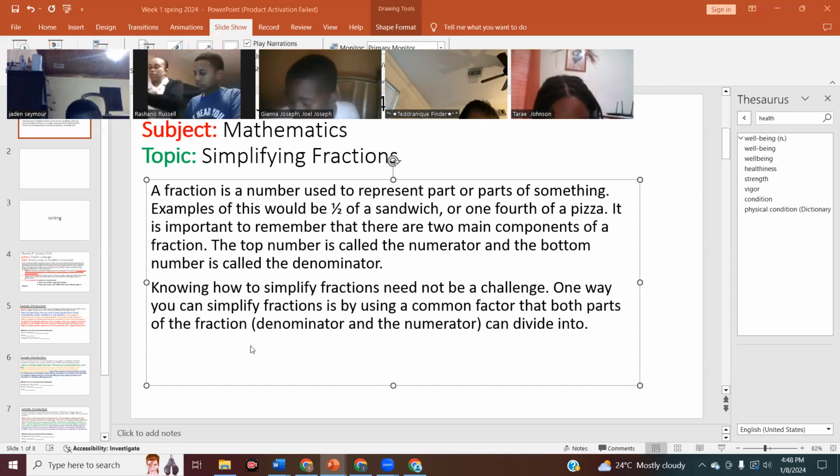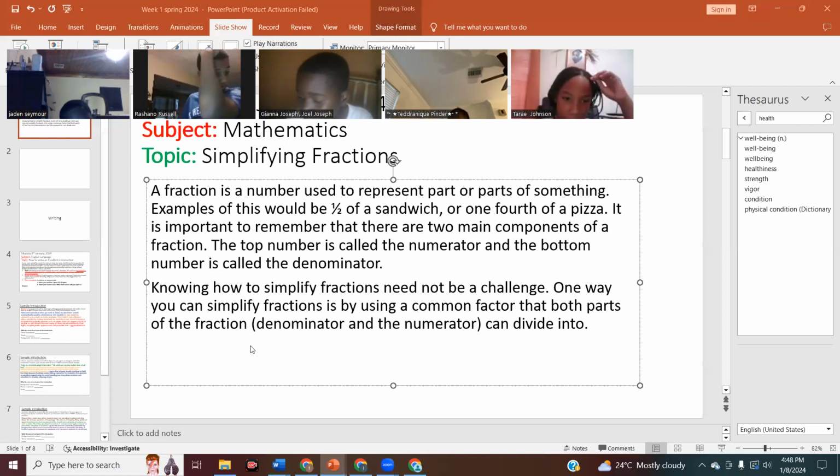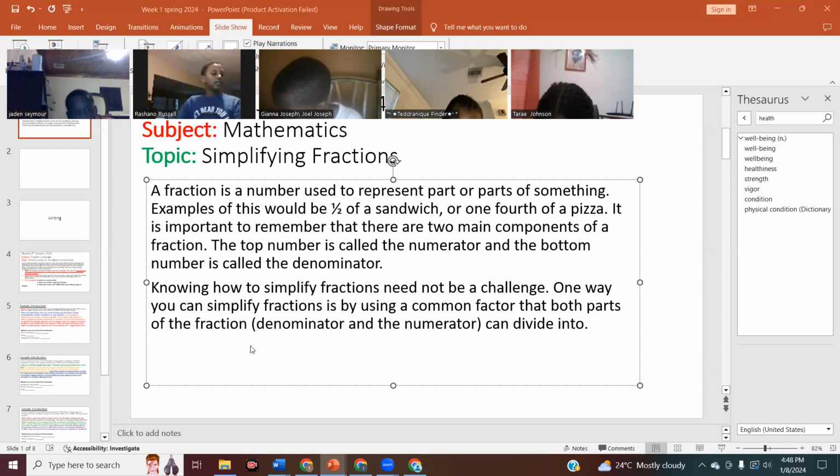Knowing how to simplify fractions need not be a challenge. One way you can simplify fractions is using a common factor that both parts of the fraction, the denominator and the numerator, can divide into. All right, thank you, Amari.